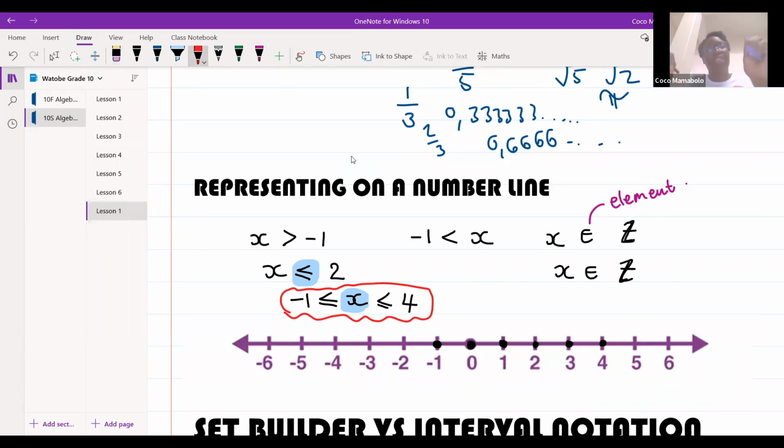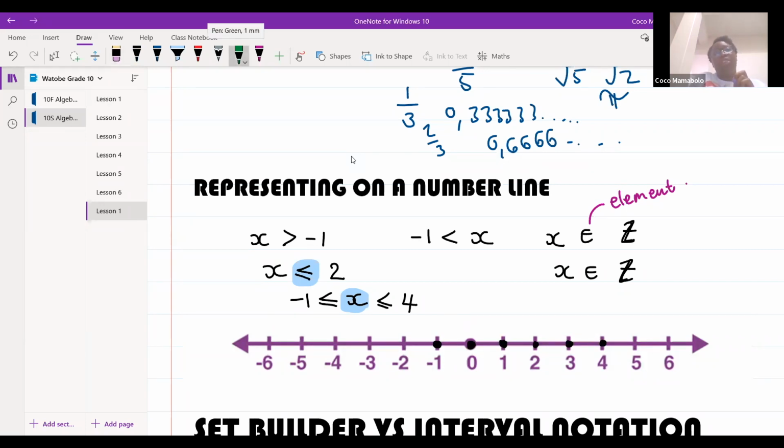Good, in between -1 and +4. But remember, the numbers in between -1 and 0, we don't count those. The numbers in between 0 and 1, they don't count. Only the whole numbers count. And that is why we only put dots on those numbers. Do you see it? Yes, I can. Okay. Excellent.